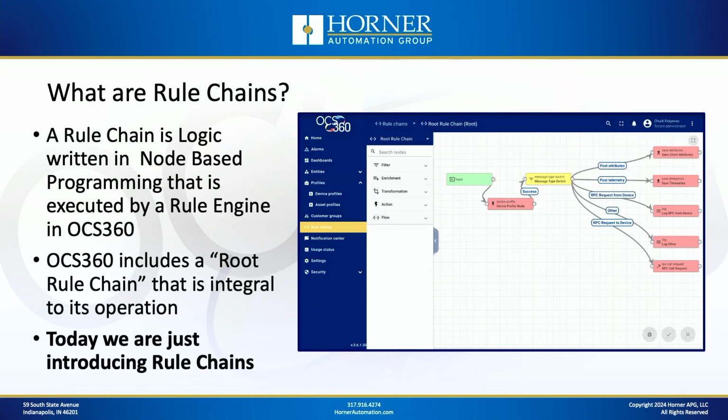Today, we're introducing you to rule chains. So what is a rule chain? Well, a rule chain is logic that's written in a node-based programming language that is executed by a rule engine in the OCS 360 application. If you go to the rule chains section of OCS 360, you can see the root rule chain, which is included with OCS 360, and I've got it there on the screen. And once again, today we're just introducing rule chains.